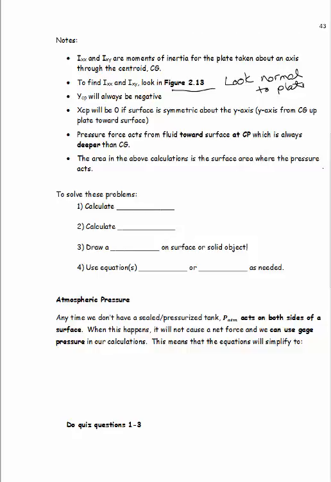So a method to solve these problems: first thing you want to do is find the magnitude of your force, and that's PCG A. So pressure at the center of gravity, use your hydrostatics to get that, times the area where the pressure is acting. Then you want to find the position if you need to. You don't always need to, but a lot of times you do. Find YCP, and if it's not symmetric about the y-axis, then maybe XCP. Usually you don't.